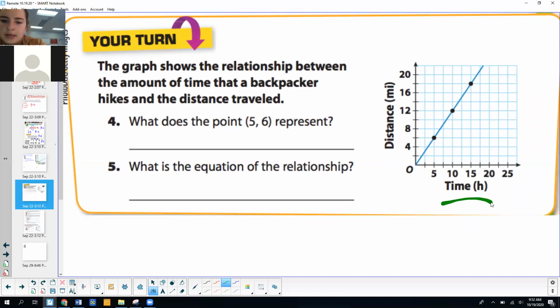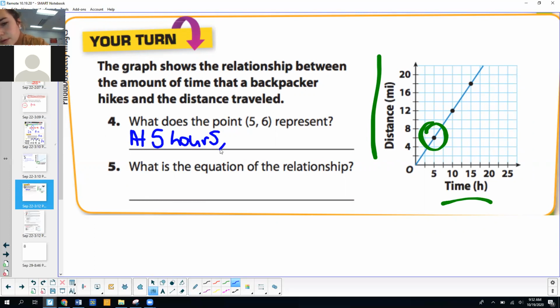Well, we're comparing time in hours to distance in miles. So at the point 5, 6, so this point right here, that means at 5 hours, the backpacker hiked 6 miles. So at 5 hours, 6 miles hiked.